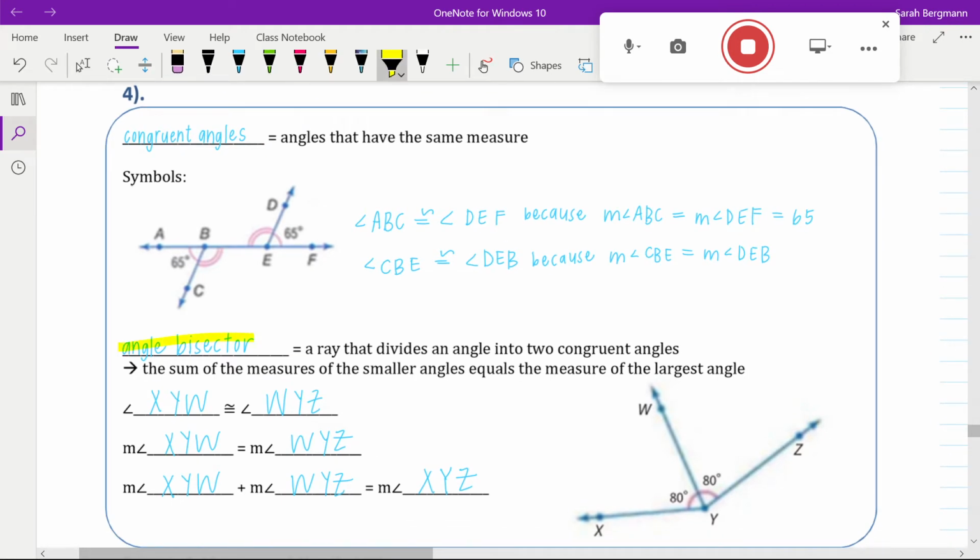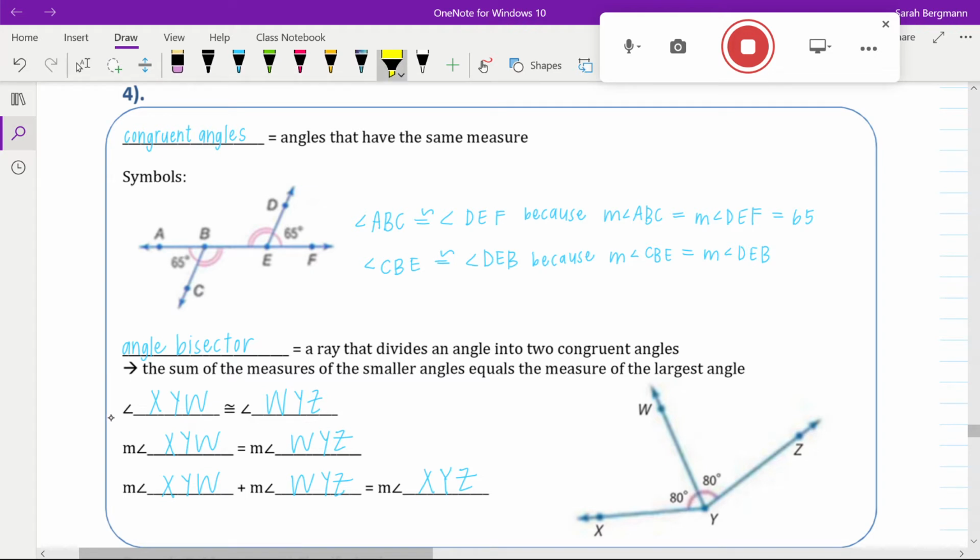An angle bisector, another vocab word, is a ray that divides an angle into two congruent angles. You need to know that the sum of the measures of the smaller angles, so for example, 80 degrees plus 80 degrees, those two smaller angles, angle XYW and angle WYZ, add up to 160 degrees. So that means angle XYZ would measure 160 degrees.